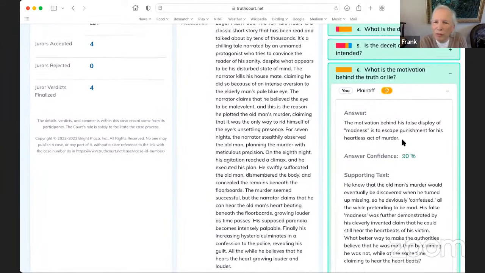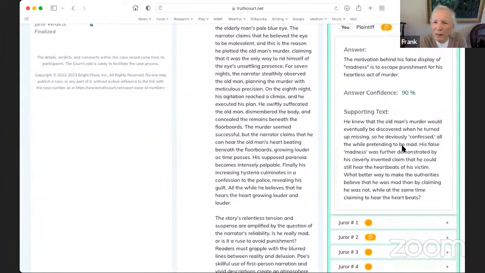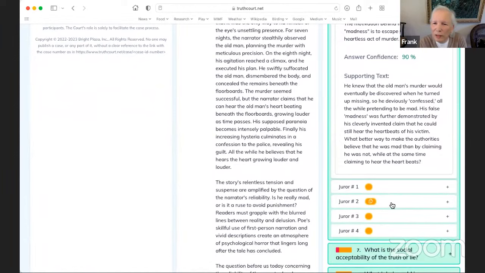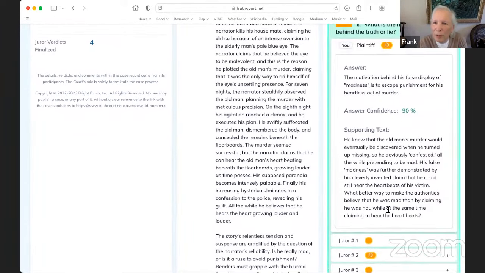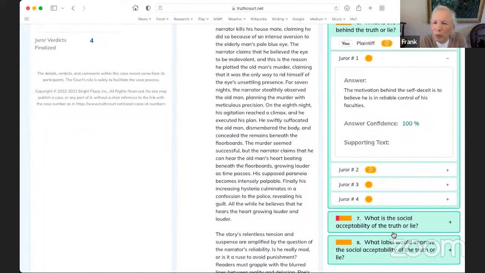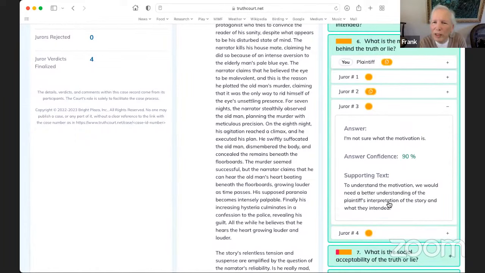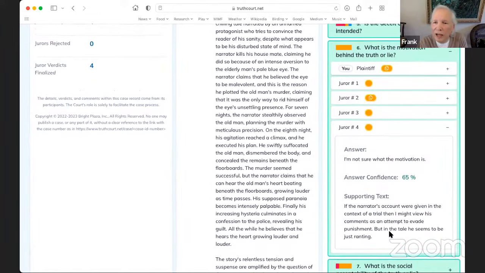What's the motivation behind the truth or lie? I say that he's a false display of madness to escape punishment. Juror number 2 copied me. How about that? Juror number 1 says the motivation behind the self-deceit is to believe he is in reliable control of his faculties, 100%. Juror number 3, I'm not sure what the motivation is. To understand the motivation, we would need a better understanding of the plaintiff's interpretation of the story and what they intended. Yes. And number 4, I'm not sure.